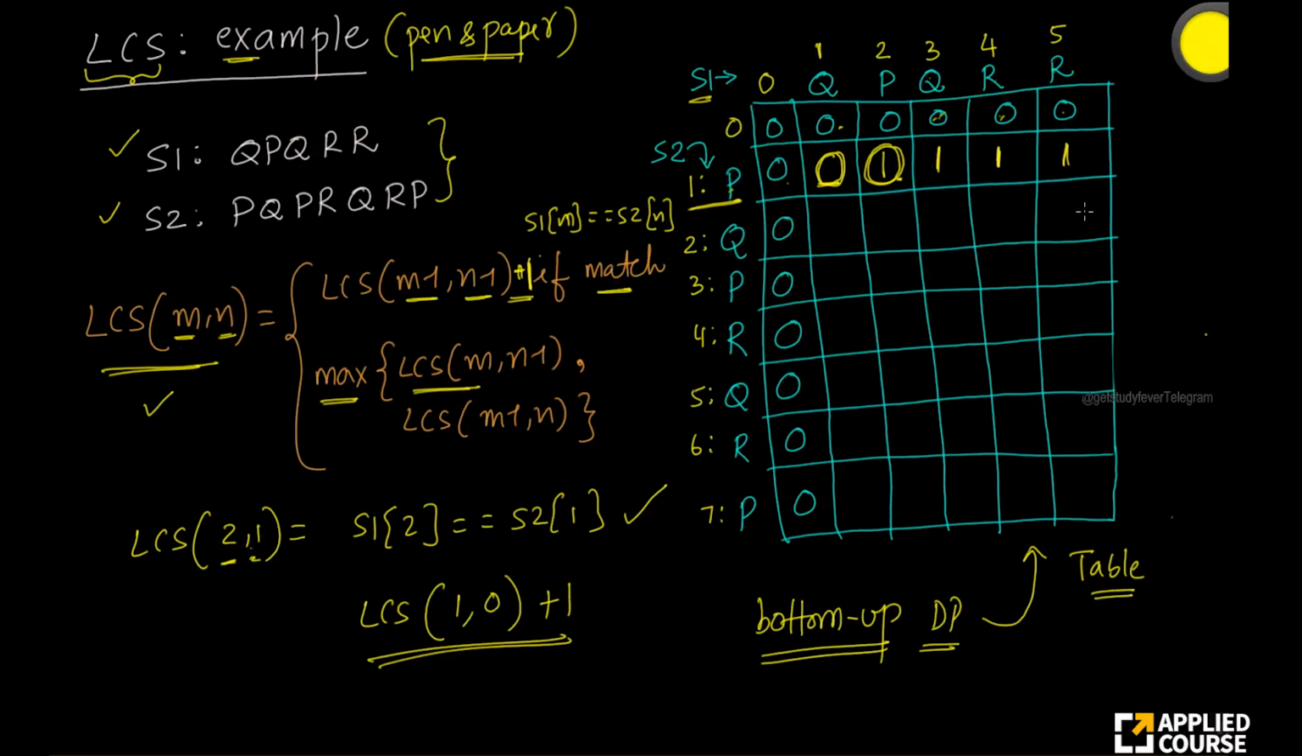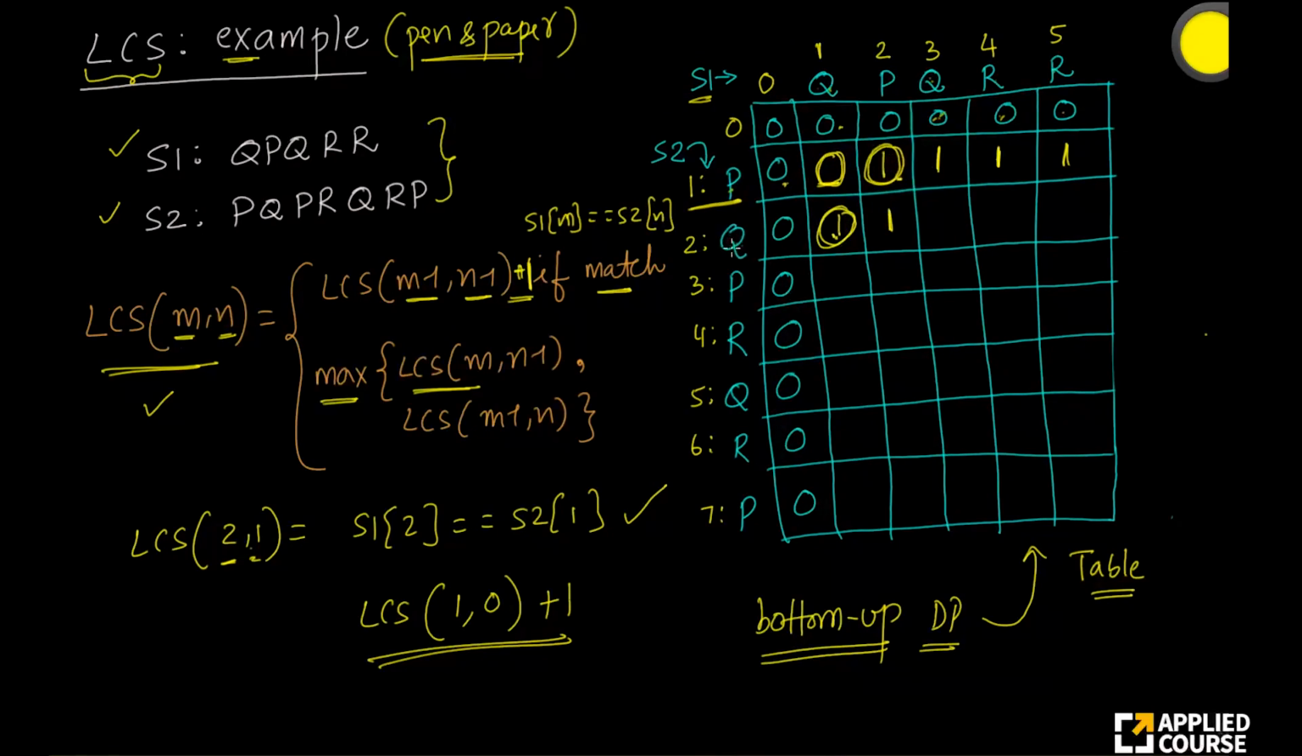Now let's go to row 2. What do I have here? Do they both match? Q and Q match. So what should I do now? I should take this element and add 1 to it. So I have added 1. Now Q and P do not match, so I take the max of both of them. The max of both of them is 1.